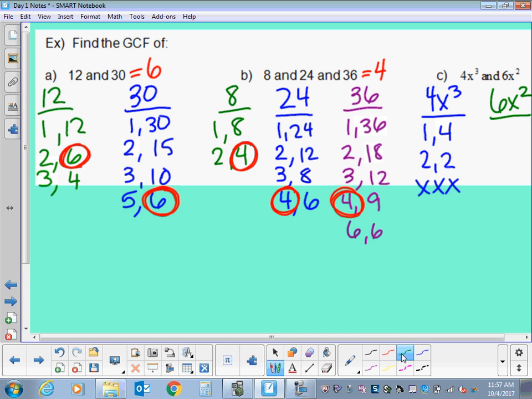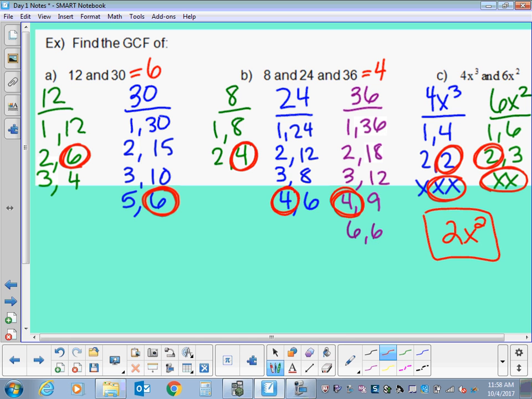My factors of 6, I have 1 and 6, 2 and 3, and how many x's do I have? 2. So looking at my numbers first, what's my GCF of just the numbers? 2. What's my GCF of my x's? 2. I can only pull out 2 in each. So my answer is 2x squared is my GCF. If I can pull out a 2, I can pull out an x squared.